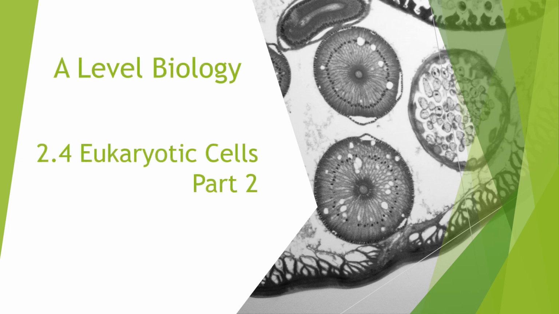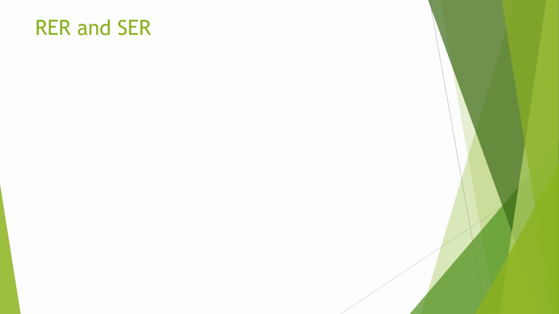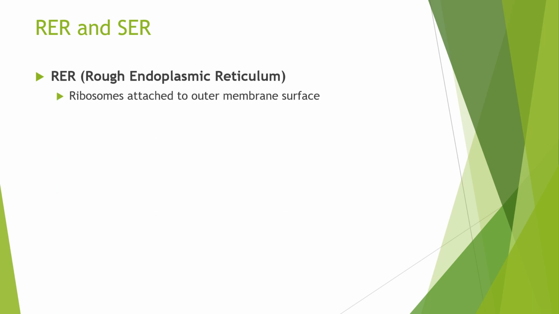In this video, we're going to be following on from the previous video and discussing the remainder of the organelles found within eukaryotic cells. So first, let's explore the endoplasmic reticulum, a key organelle in eukaryotic cells that exists in two forms, the rough endoplasmic reticulum and the smooth endoplasmic reticulum. The rough endoplasmic reticulum is covered with ribosomes on its outer surface, giving it a rough appearance under a microscope. These ribosomes are essential for protein synthesis.